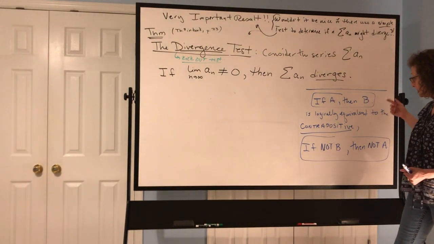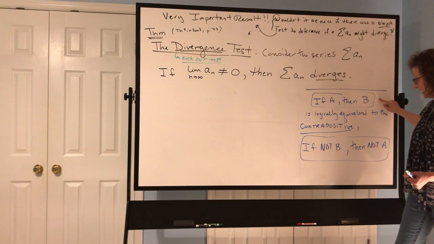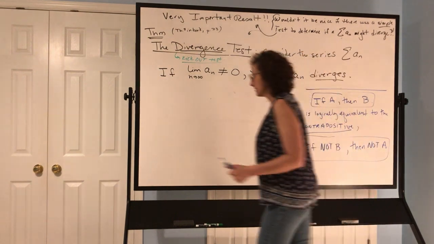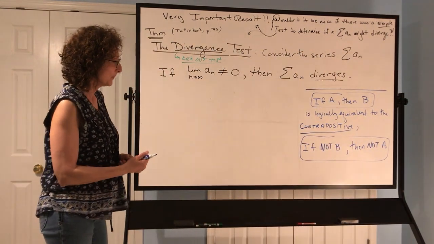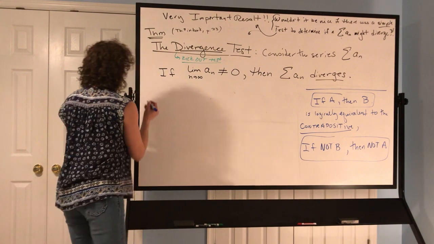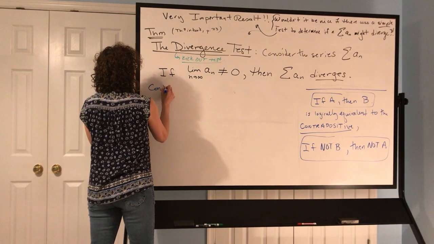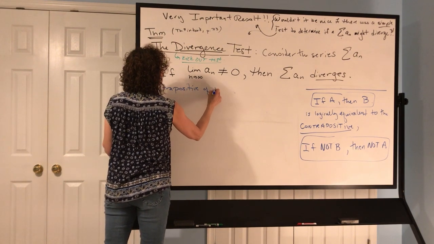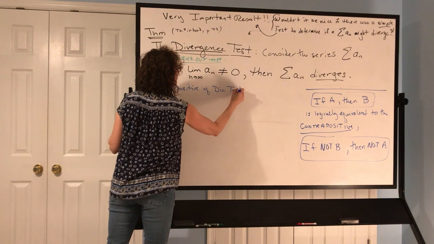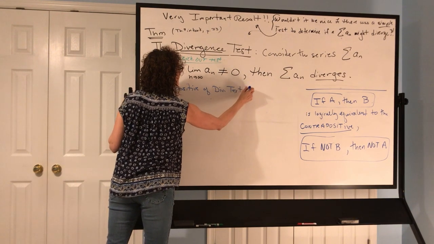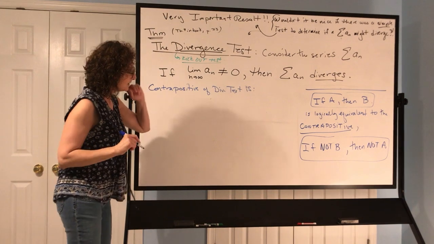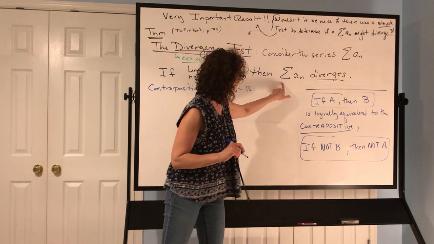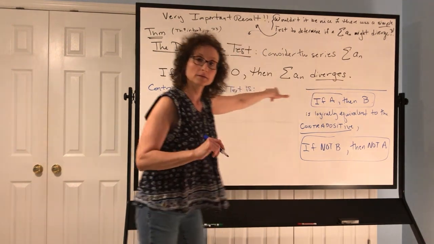So sometimes it's super nice to rewrite an if-then statement in its contrapositive form because it's easier to prove, and it also gives us a different way to think about the same thing, okay? So let's write the contrapositive of the divergence test. Okay, so what's in the A spot for the divergence test? That this limit is not 0. And what's in the B spot? That the series diverges, right? Okay?